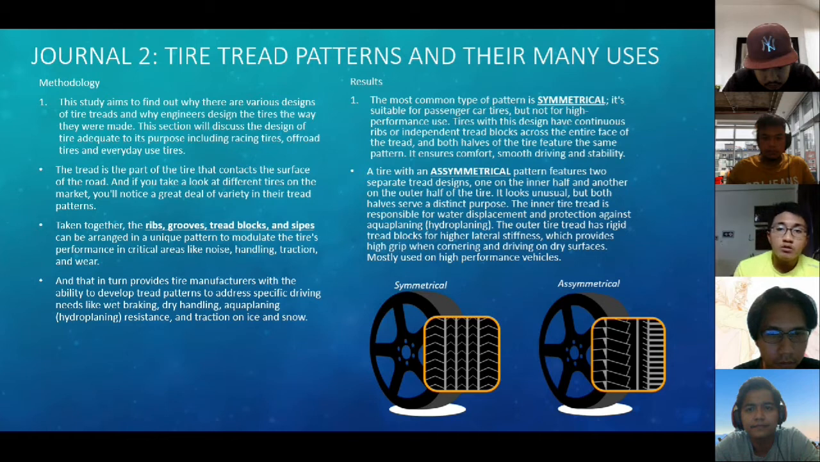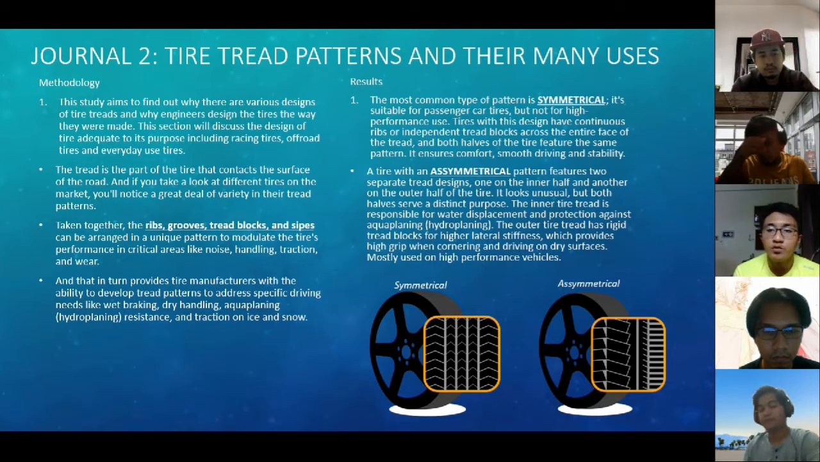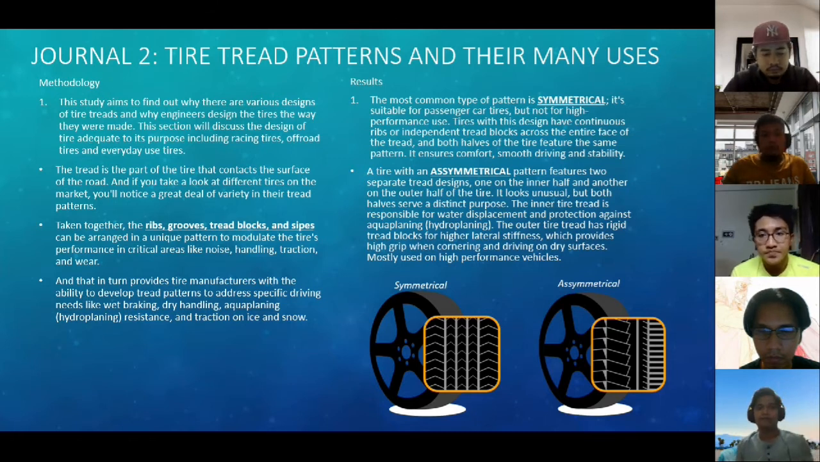So the result: the most common type of pattern is symmetrical. It's suitable for passenger car tires but not for high performance use. Tires with this design have continuous ribs or independent tread blocks across the entire face of the tread, and both halves of the tire feature the same pattern. It ensures comfort, smooth driving, and stability during driving.